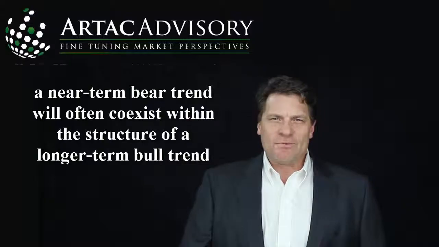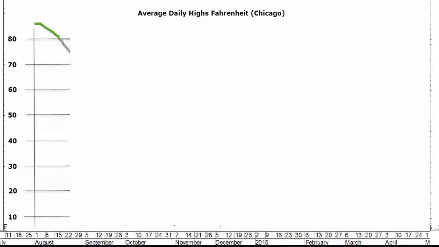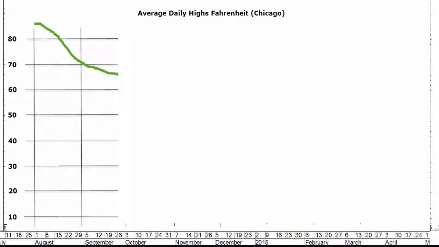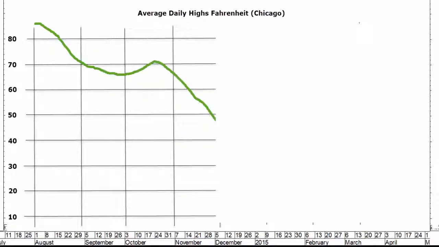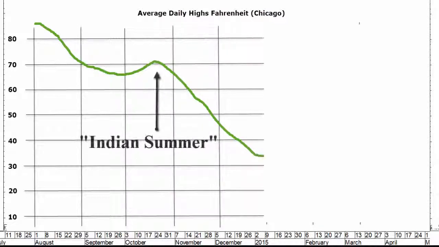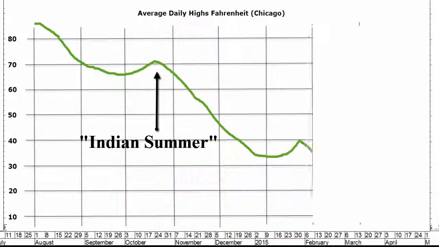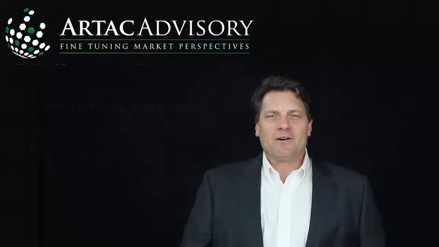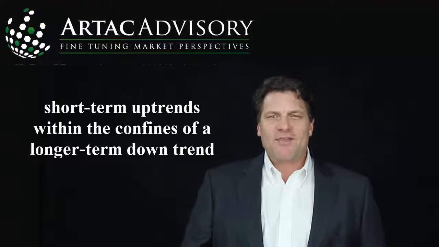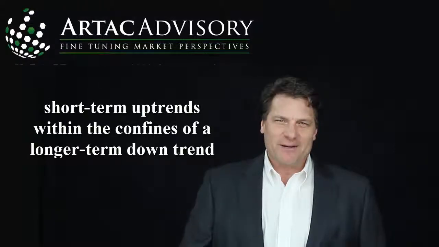A good analogy would be seasonal weather patterns. Despite the fact that temperatures trend steadily downward from mid-August into mid-February, the Farmer's Almanac will remind you to anticipate short-term counter trends in mid-October, known as Indian summer, and another several months later, known as the January thaw. In technical speak, these would be considered short-term uptrends within the confines of a longer-term downtrend.